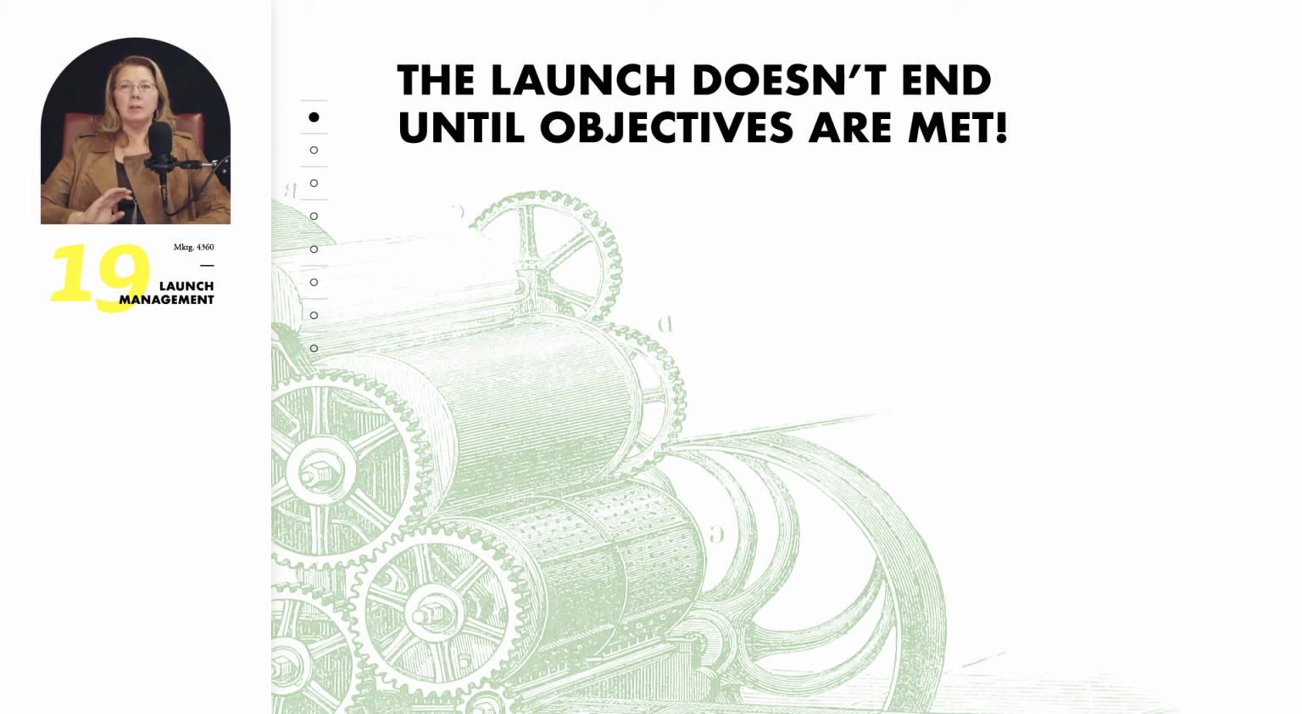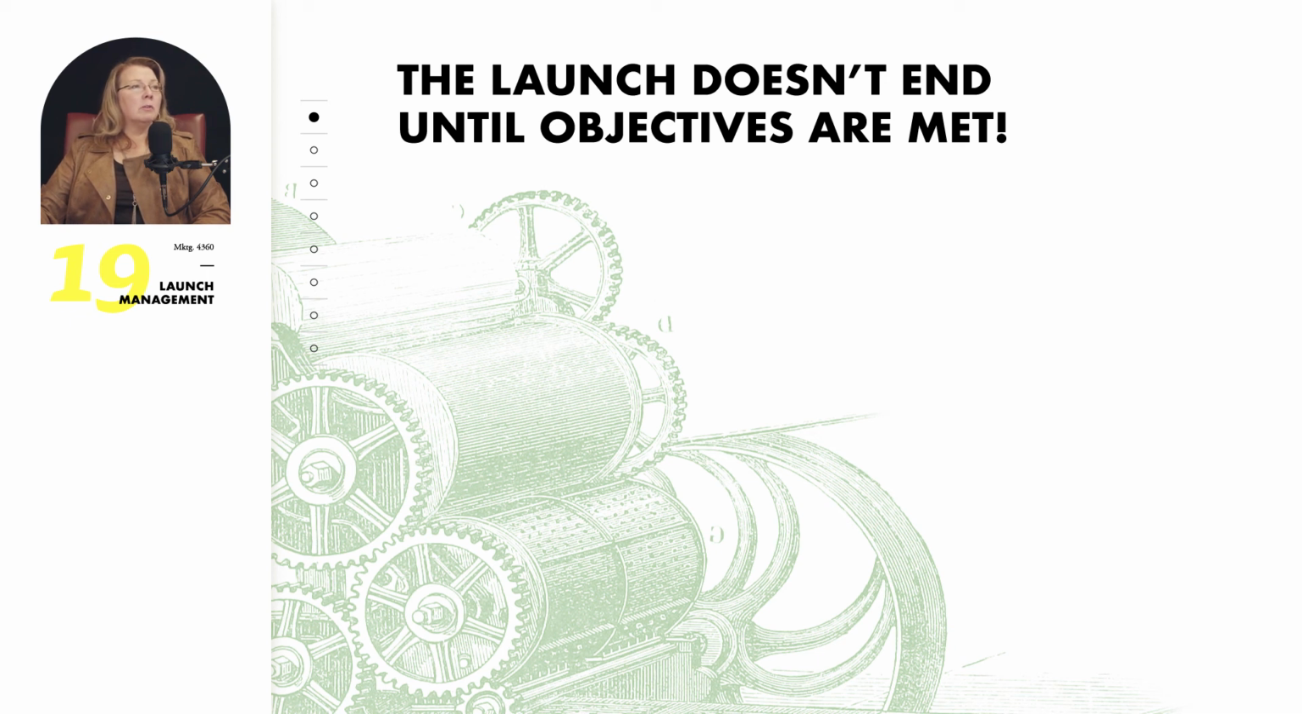So we have launched our product, but guess what? We're not really done. However you might like to think you are, you really aren't, because you don't have a successful launch until you've met the objectives associated with your new product concept, and the goals that you set for that product. And so chapter 19 is all about managing the details around tracking the success of your launch to make sure that you're meeting the objectives that you've set for the product.